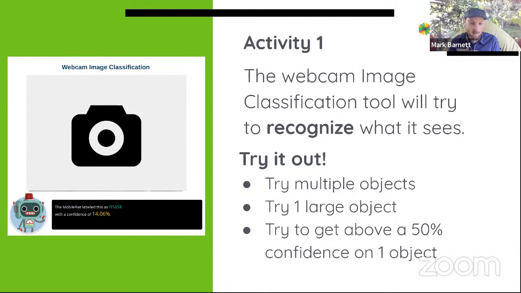Why isn't it so accurate? The reason why I show this to students for their very first experience with machine learning is because I want them to see that machine learning isn't perfect. It's only able to recognize some things and it can't recognize all things. And this is a common misconception.